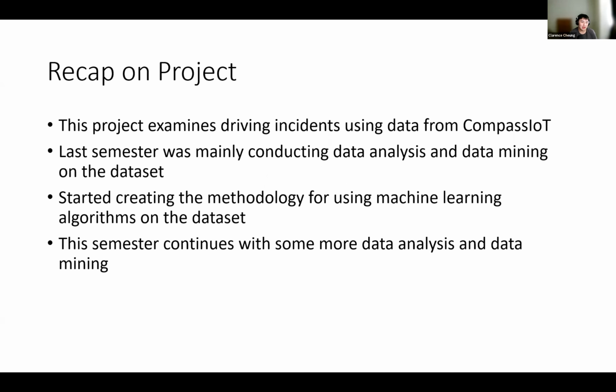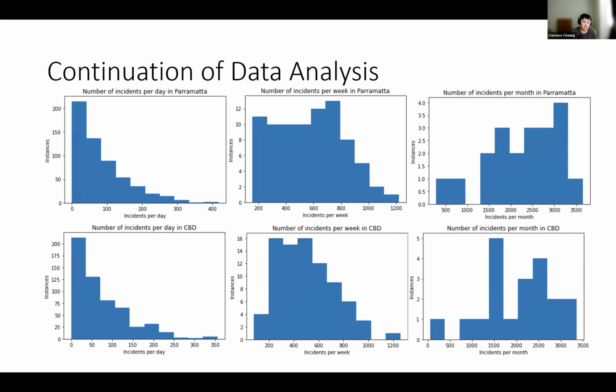So last semester, what I did mainly was conducting data analysis and data mining on the data set. I did a lot of data visualizations and a lot of graphs. Near the end of the semester, I started creating the methodology for using machine learning algorithms on the data set. So this semester continues with some more data analysis and data mining along with the machine learning. For the machine learning, we had to decide what we were going to be predicting.